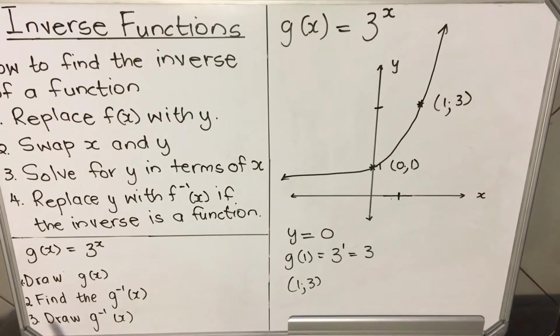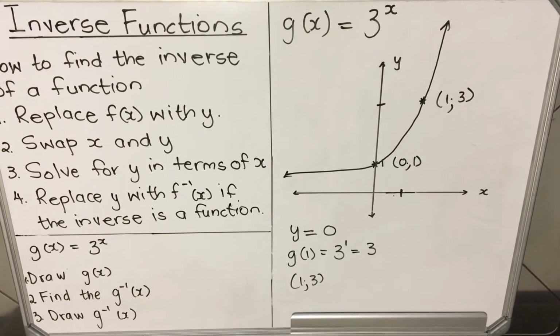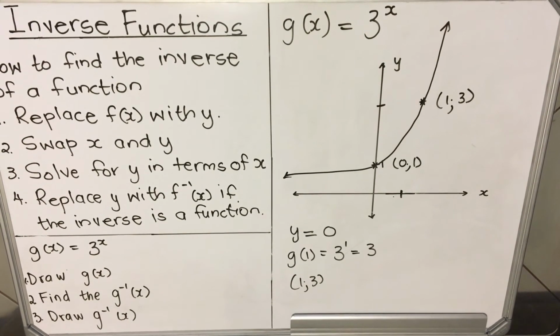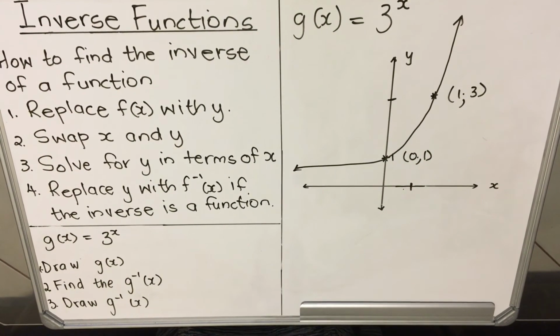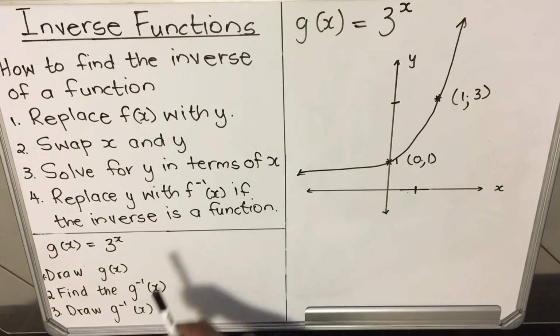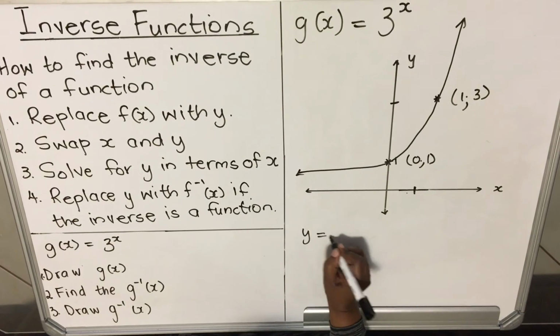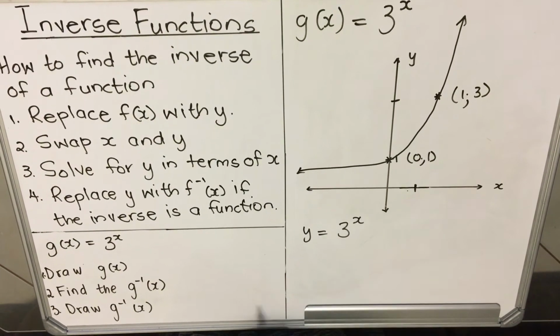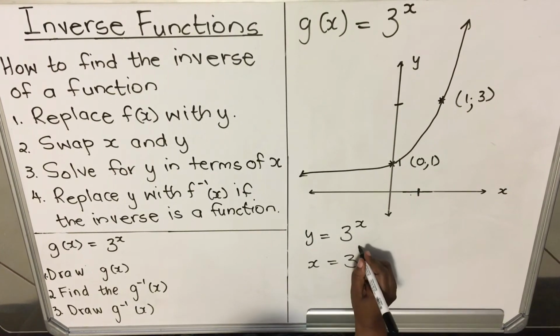So we've done the first part. We've drawn the graph. Now let's find the inverse. Okay, let's do number 2. We find the inverse. When you find the inverse, you must replace g(x) with y. So we have y equals 3^x. Then we swap them around. We get x equals 3^y.